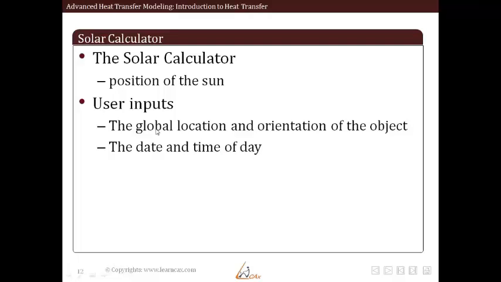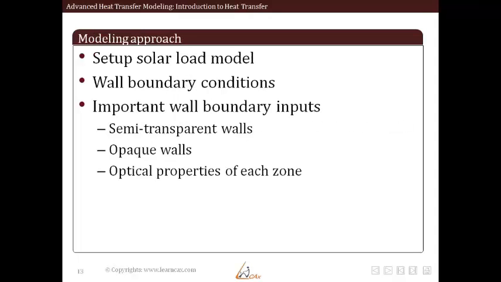The inputs that are required are the global location, the orientation of the object that we are going to consider where we are going to do CFD modeling, the actual location of that, and the day and time of the particular day. Using these parameters, the solar calculator decides the position of the sun. And this is a very realistic position that is available at that particular time, location, and day.